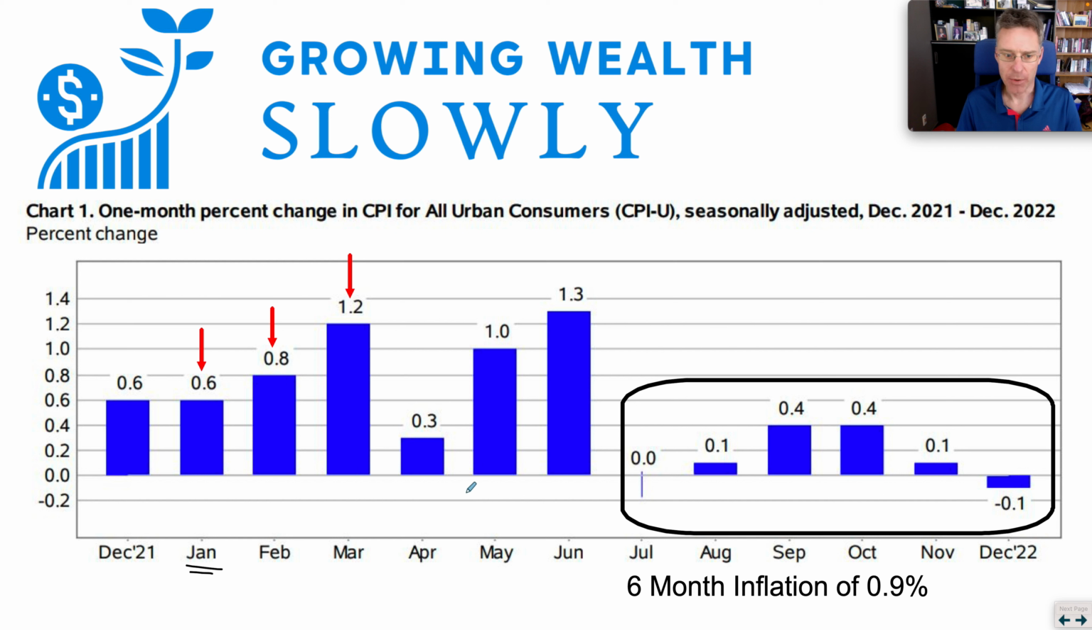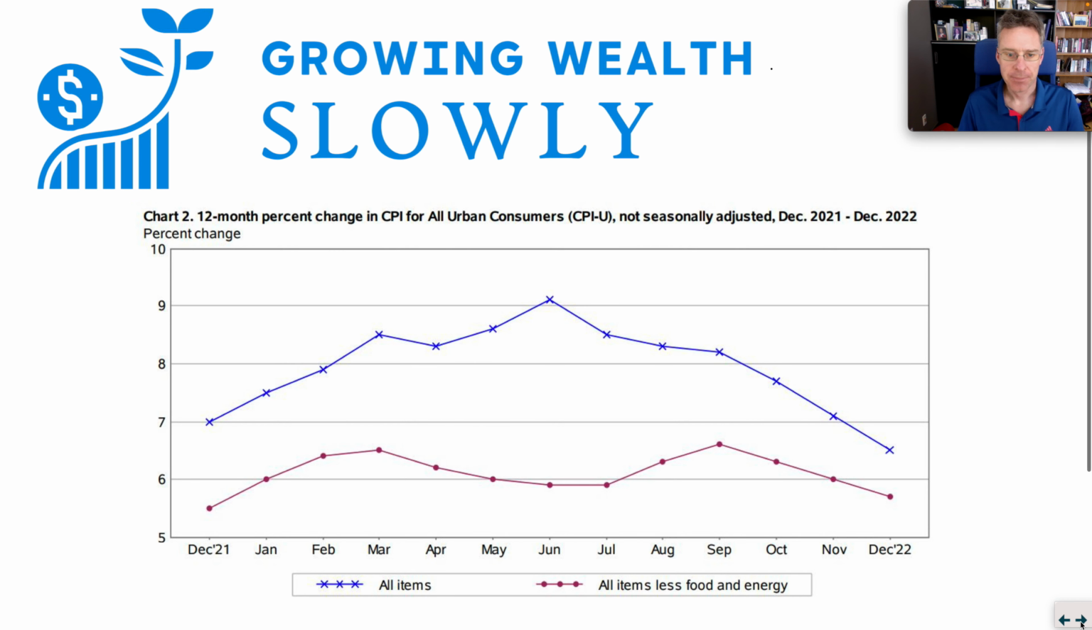It's not until April that we have our first month of tough comparisons year over year, which will be harder to drop the yearly inflation. And then we've got some very big late spring numbers. This is the Bureau of Labor Statistics graphical version of the core and the regular CPI. So steady dropping, but still way too high.